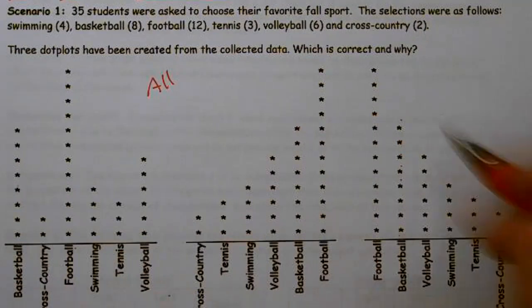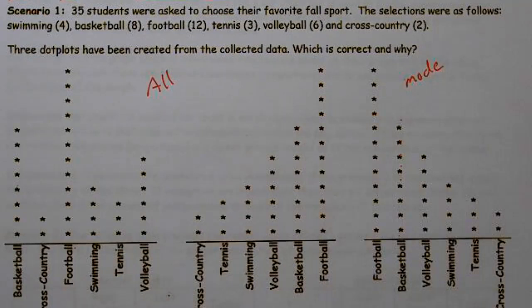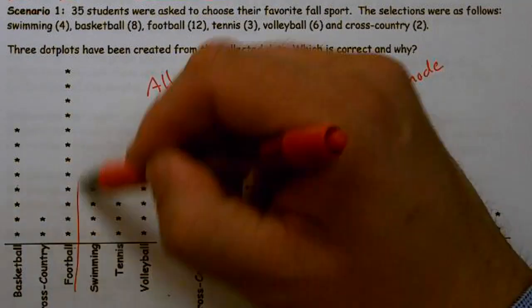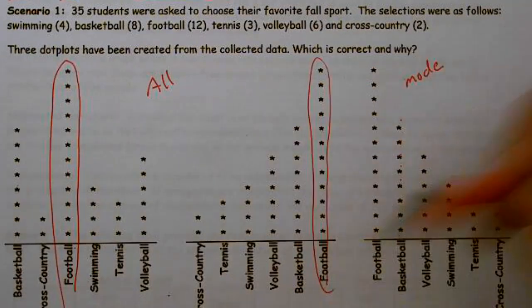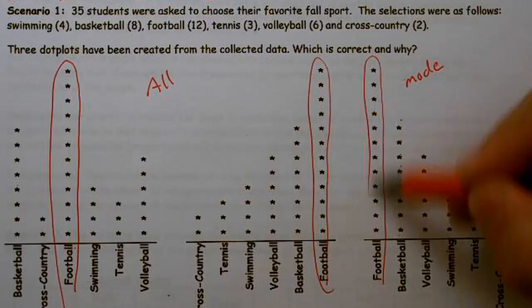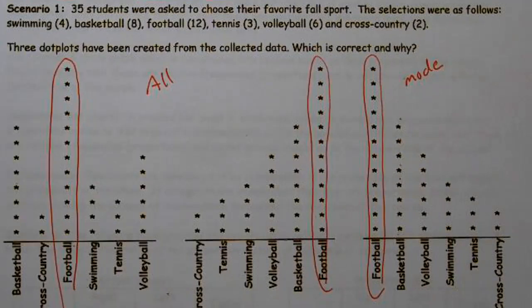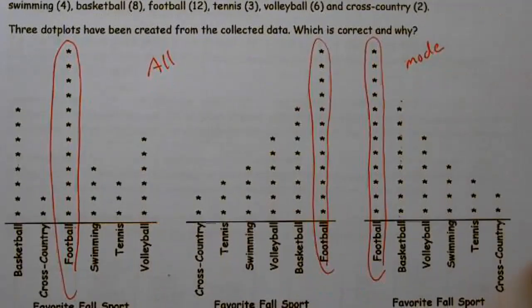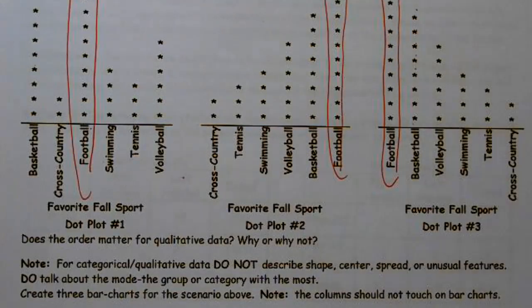But the one thing you can talk about is the mode, the one that occurs most often, because here most people picked football. Here, most people picked football, and they did the same thing here as well. So in this case, we can talk about the mode, but we can't talk about the other features. Be very, very careful about that. There's a note at the bottom of the page that says exactly that: do not describe shape, center, spread, or unusual features. Do talk about the mode, what happens most.